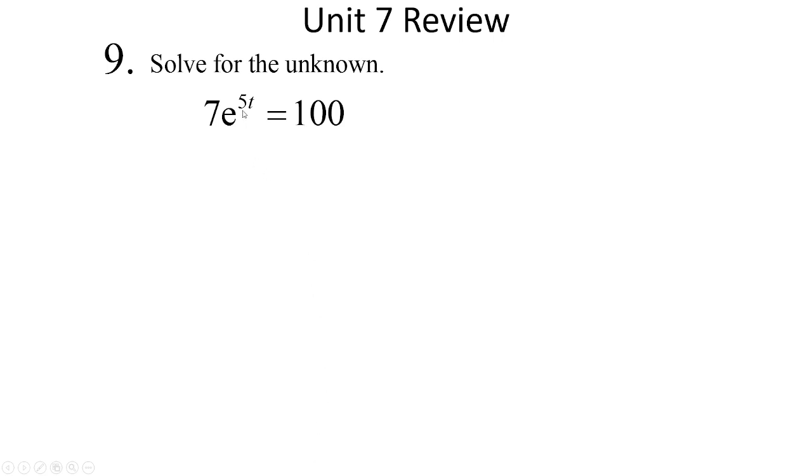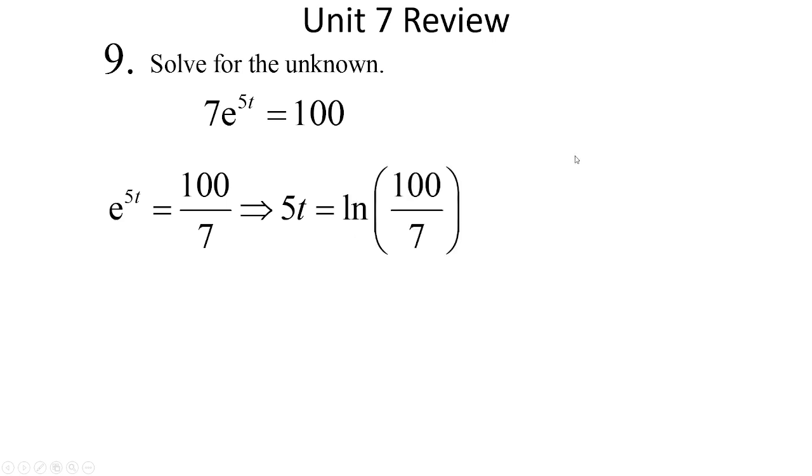All right, hey, let's go back to pre-calculus here now. We got to solve for the t. So I divide by 7. e to the 5t equals 100 over 7. Now let's take the natural log of both sides. So that would be 5t times the natural log of e, which is 5t, equals the natural log of 100 over 7. Okay, and that means my t equals the natural log of 100 over 7, divided by 5.